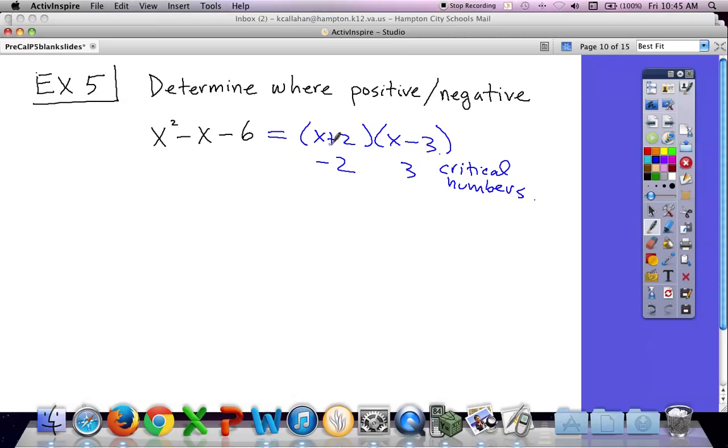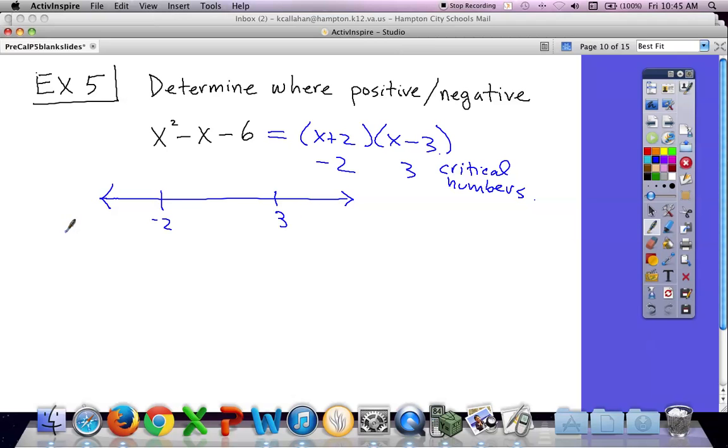I mean, when x is less than negative 2, x plus 2 is negative. But when x is greater than negative 2, x plus 2 is positive. So at these critical numbers, the factors themselves change signs. Okay. So what I would do, there's different ways to do this, and the book doesn't show it exactly like this. It's the way that I was taught a century ago. Okay, there's my number line, and I put the critical numbers on there.